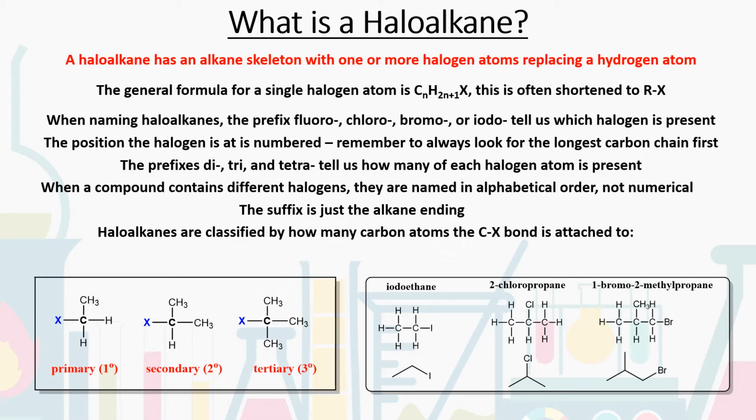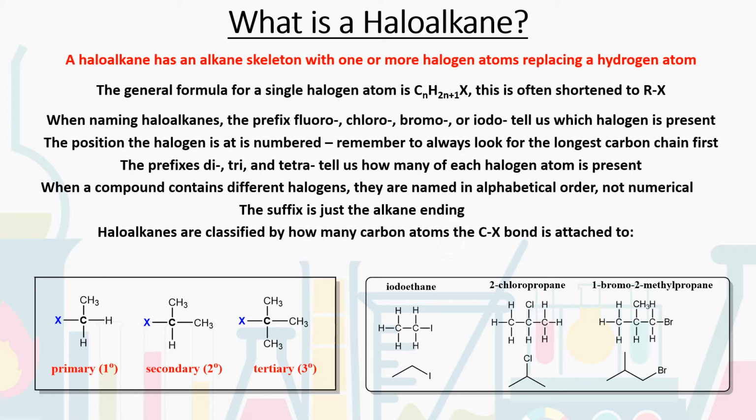If we have multiple halogen atoms, then we need to use the prefixes di, tri, tetra to tell how many of each halogen atom is present. And remember that we have to number where everything is, but we have to name everything in alphabetical order, not numerical order. And the suffix is just the alkane ending.